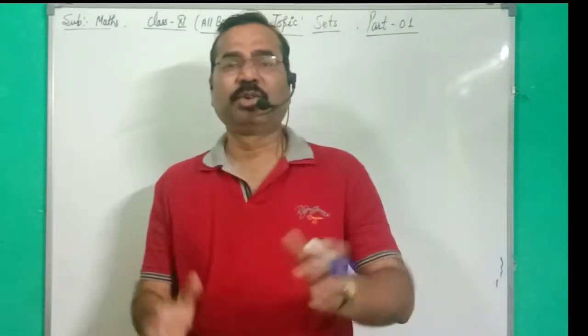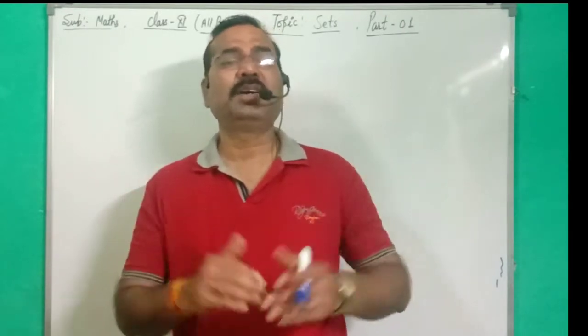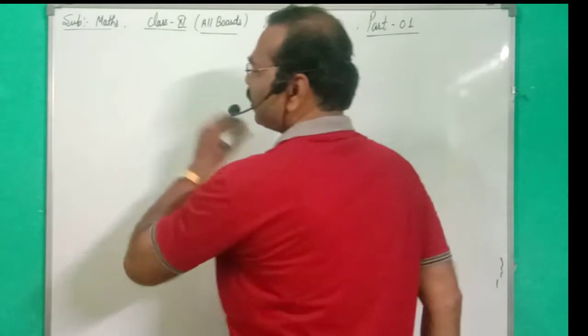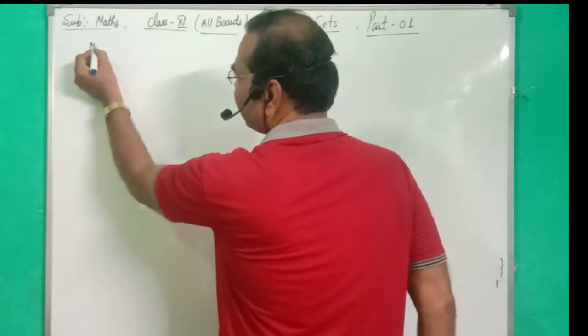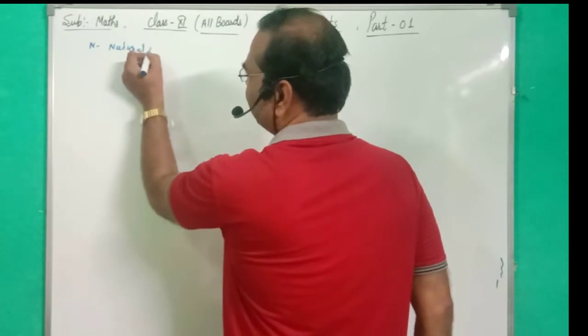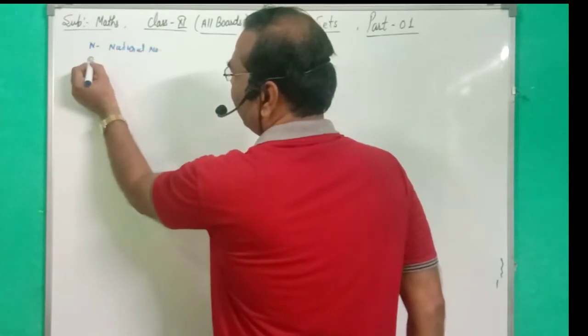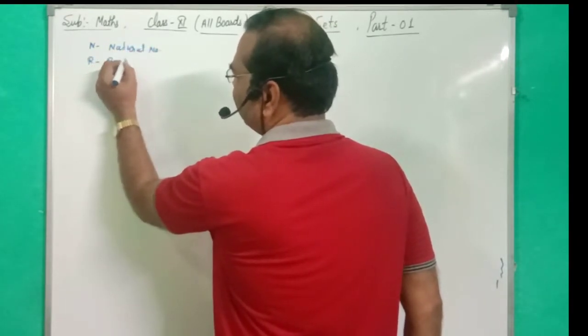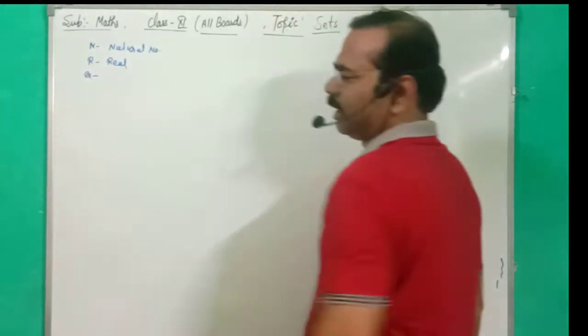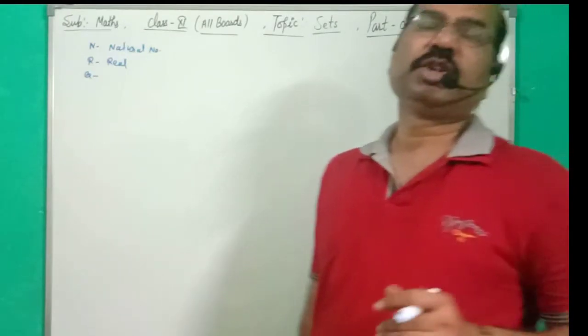You already know what a set is. A set is a collection of a group. Before that, we have to discuss some symbols. Suppose N. What is N? I think you know that it belongs to natural numbers. You all know that R is the real numbers, and Q is the rational numbers. There is so much terminology we are using.